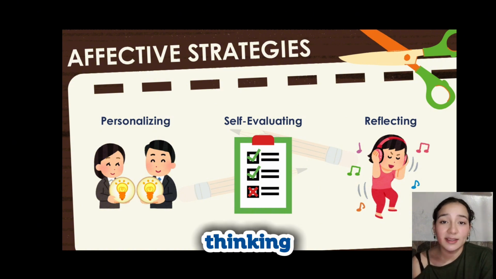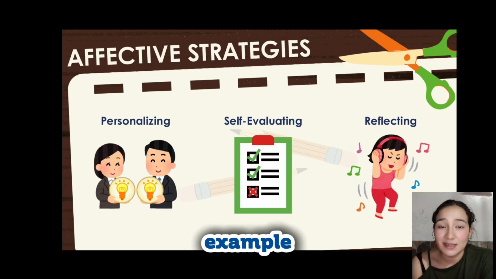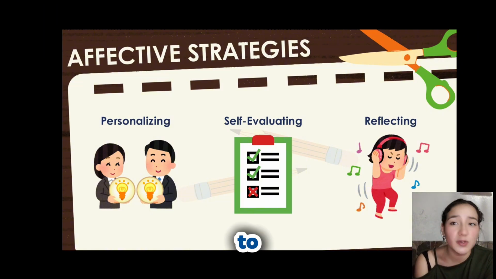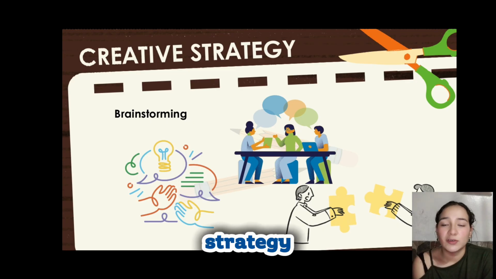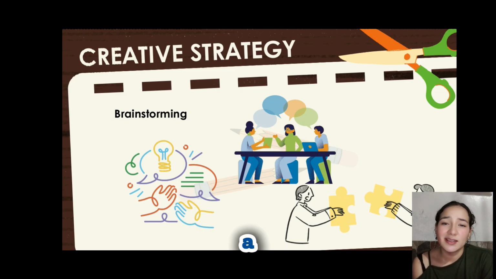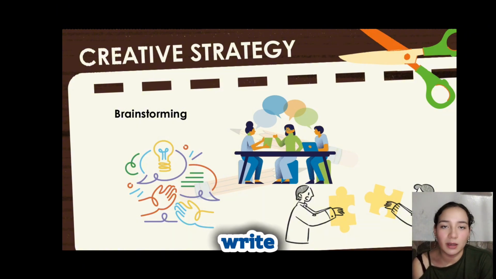Reflecting. Thinking about preferred learning methods and how one learns best. For example, some students learn by listening to music, others by reading. Creative strategy, brainstorming, generating a large number of ideas or words in a short time. For example, the teacher could say a word and the students should write all the related words they can remember. For example, the teacher says school, they could write book, pen, marker.